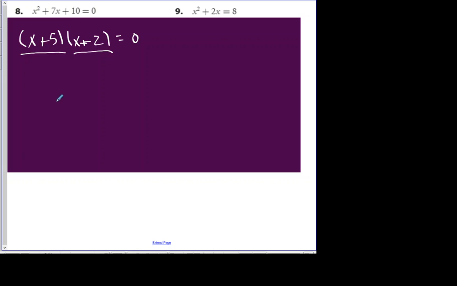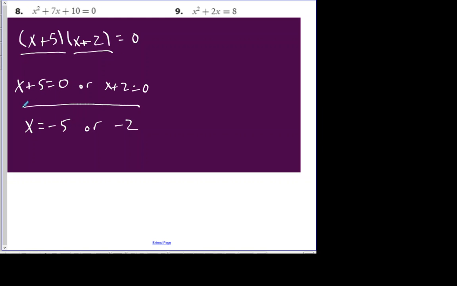So this is where the zero product property comes in helpful. That means either this binomial has to be 0 or the other binomial has to be 0 in order to make it all equal to 0. So, write your two equations. X plus 5 has to be equal to 0, or x plus 2 has to be equal to 0, and then when you subtract 5 from both sides, you get x equals negative 5, or on this side, subtract 2 from both sides, you get x equals negative 2. There are your solutions to that equation.